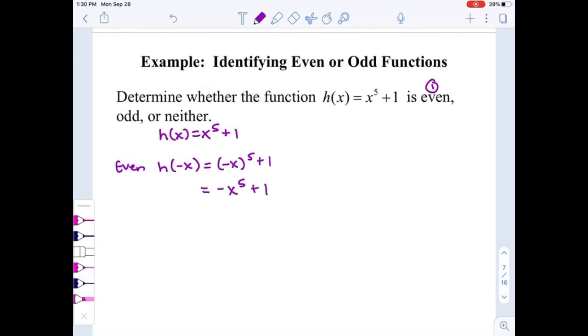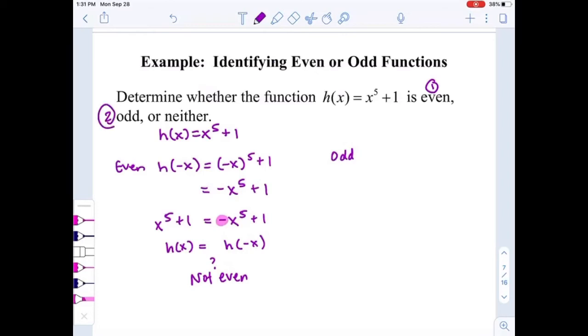Is that the exact same thing? Does x to the 5th plus 1, which is our h of x, equal -x to the 5th plus 1, which is our h of -x? These are not the same, right? We can clearly see this has a negative here where the other one does not. It is not even. Then we're going to check to see if it's odd.